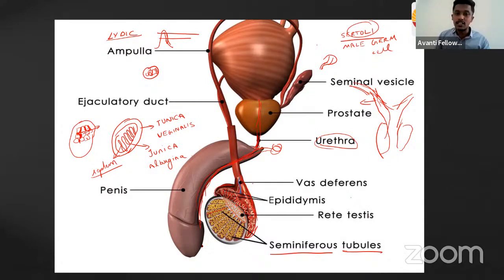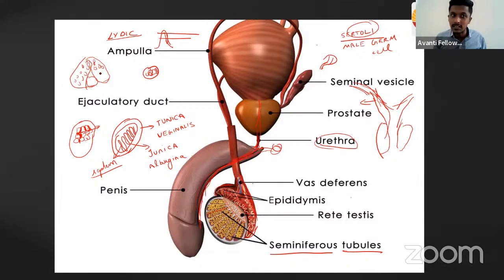Now, coming to the external genitalia of the male, it consists of the penis, and the penis has three sets of pillar-like muscles. We have the corpus spongiosum and the corpus cavernosum. The corpus cavernosum are the lateral muscles, and the corpus spongiosum is present in the center. If you take the cross section of the penis like this, here is the spongiosum, and these two sets of muscles are called the cavernosum. They are made up of erectile tissue.